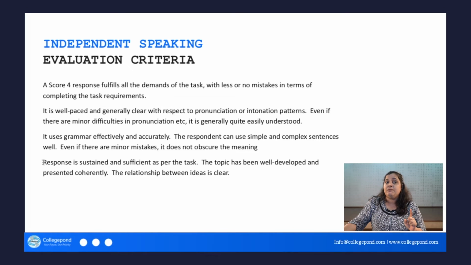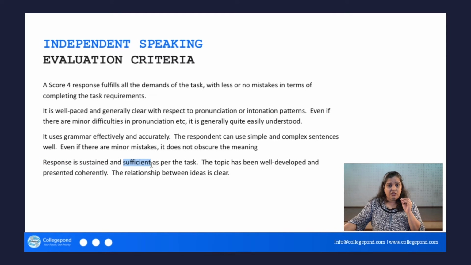Finally, your response has to be sustained. What it means is that you should not have dead air in between when you're talking. You should be able to talk continuously for 45 seconds, but it should not look like you are rushing through something. Right? It should be well developed, well paced and complete. It should be a complete response with proper development of the topic. It should be sufficient for the task.